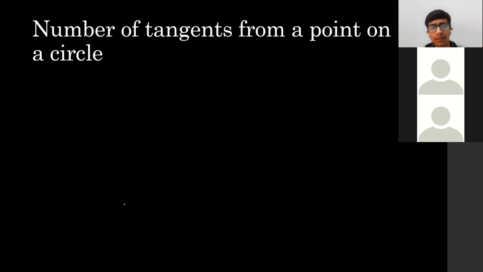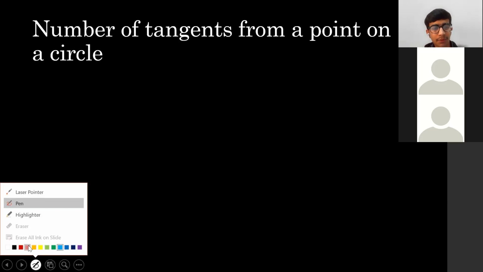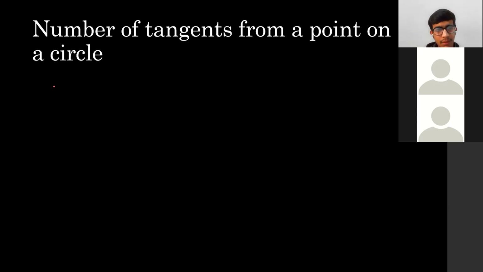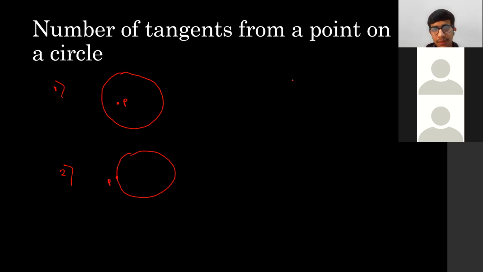So we'll now see the number of tangents from a point on the circle or outside the circle. So I'll give you three cases. The first case is when the point is inside the circle. Let's say the point P. Second is when the point P is on the circle. The third is when the point P is outside the circle. So can you tell me the number of tangents possible for the first case?